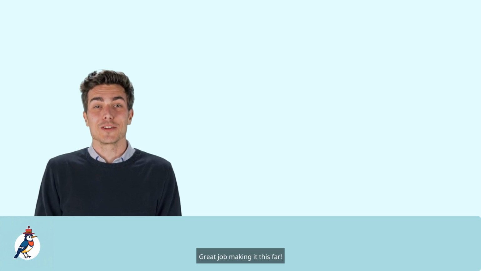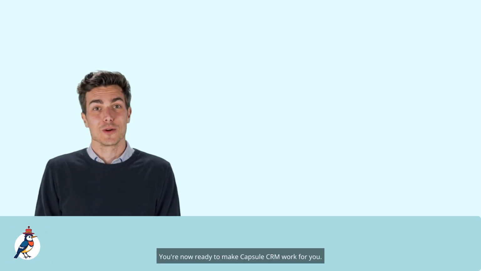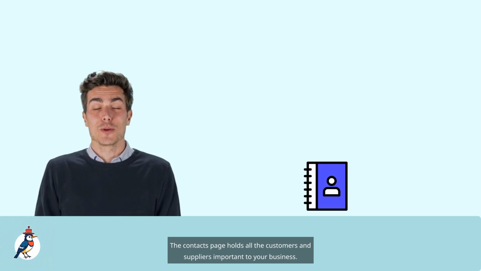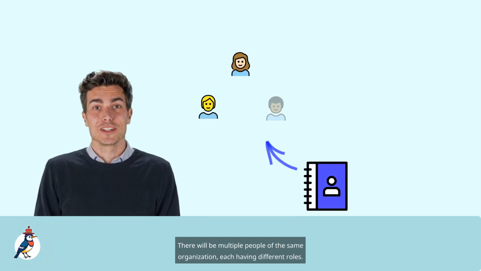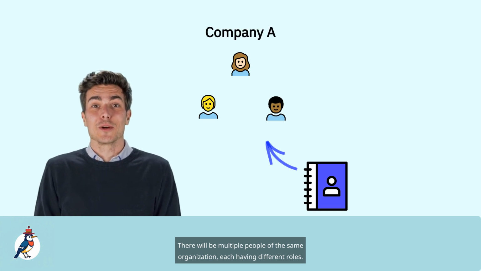Great job making it this far. You're now ready to make Capsule CRM work for you. Before we continue, I would like to explain how it works. The contacts page holds all the customers and suppliers important to your business. There will be multiple people of the same organization, each having different roles.